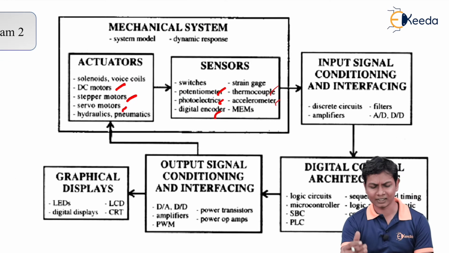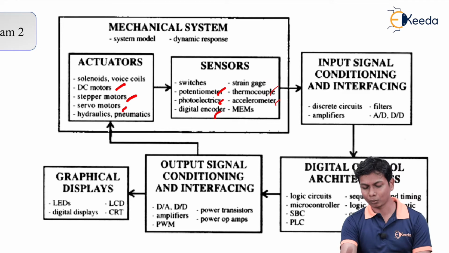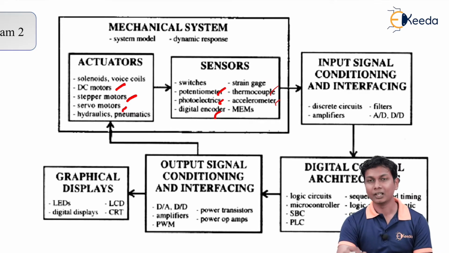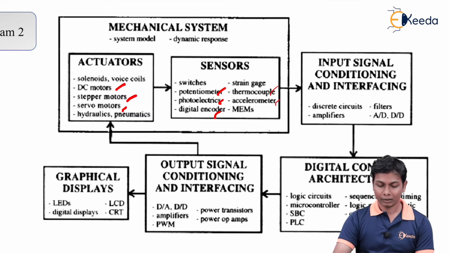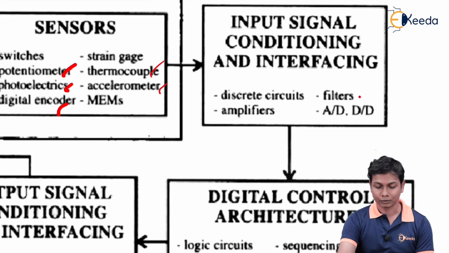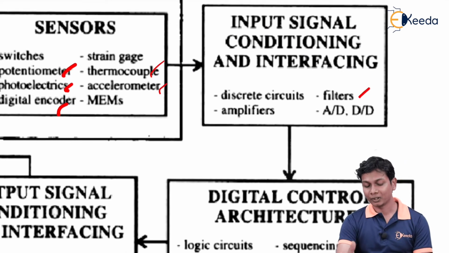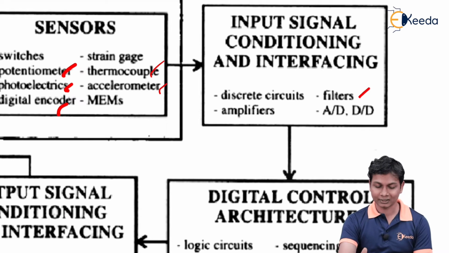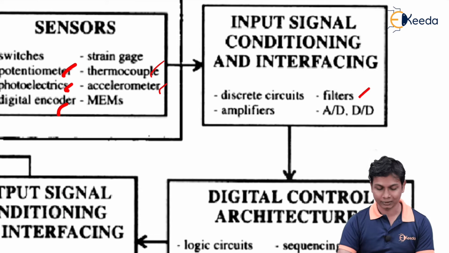Now whatever signal is coming from the mechanical systems goes to the input signal conditioning and interfacing, and the examples of this are the amplifier, discrete circuits and the filters. How do these examples actually work? The amplifier amplifies the signals, small signals into high signals. After that the filters filter the unwanted signals, and the discrete circuits and the analog to digital converter work as per the requirements.